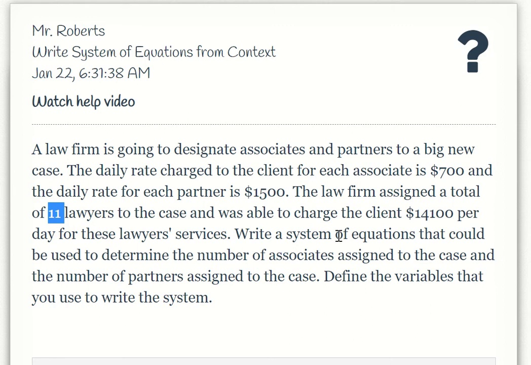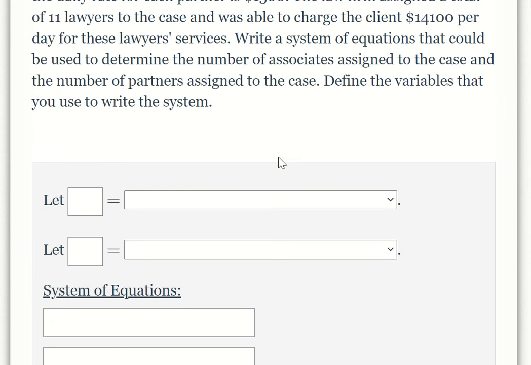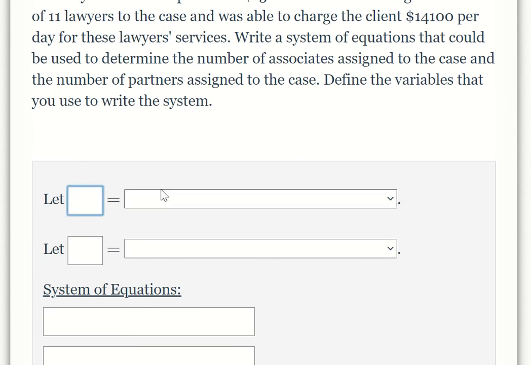Write a system of equations that could be used to determine the number of associates assigned to the case and the number of partners assigned to the case. Define the variables that you use to write the system. So again, I'm seeing we've got associates and partners, so I'm going to use A and P. So one of my variables will be A and the other variable will be P.